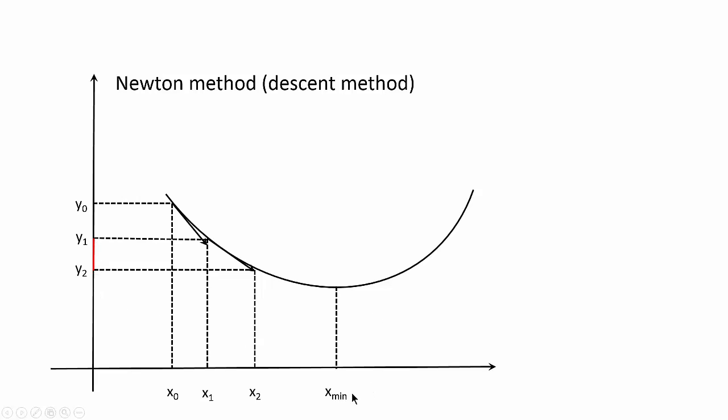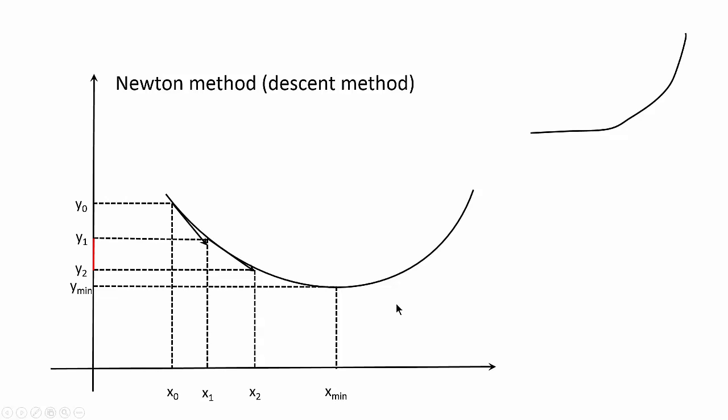Our minimum is right here. This is x minimum and the corresponding value, and that point is y minimum. The software will not necessarily obtain exactly this x minimum. It may stop somewhere close to this point, like here, just because the values of the objective function somewhere here will be close to one another.